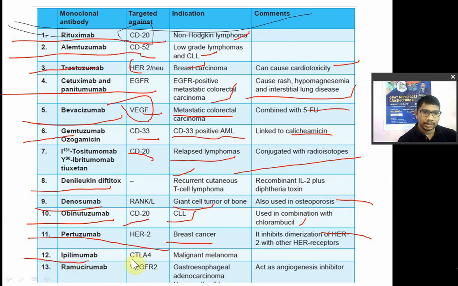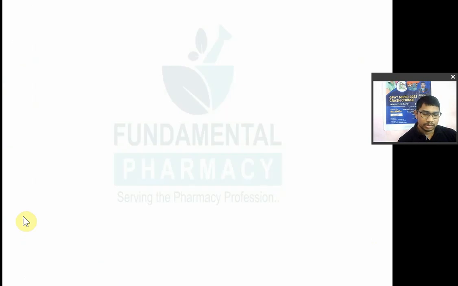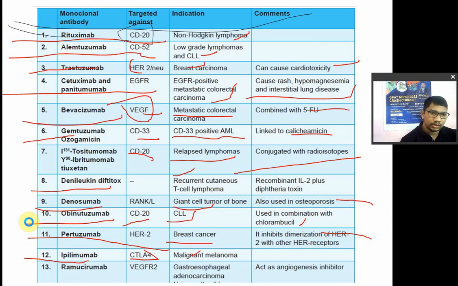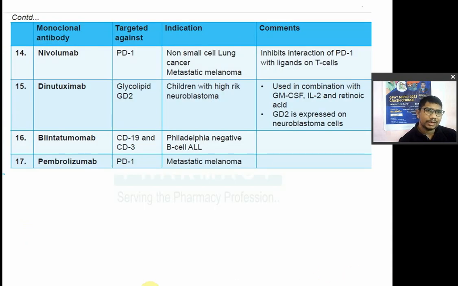Ipilimumab against the CTLA-4 cells. It is used in malignant melanoma. Ramucirumab is a drug against the vascular endothelial growth factor receptor, so used in gastroesophageal adenocarcinoma, acting as an angiogenesis inhibitor. Monoclonal antibody targets, indication and comments. Nivolumab against the PD-1 cell, used in non-small cell lung cancer and metastatic melanoma, cancer of melanin, inhibiting the interaction of PD-1 with its ligand on the T cell.